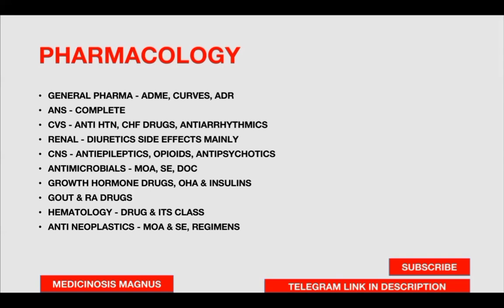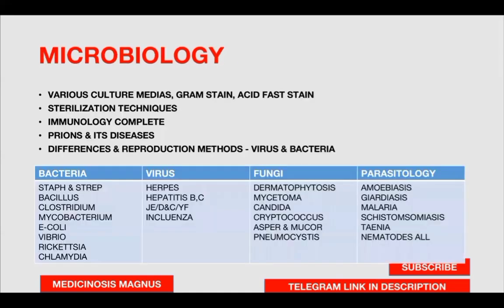or they can ask the drug of choice. Growth hormone drugs are very, very important, and oral hypoglycemic agents and insulins, gout and rheumatoid arthritis drugs, hematology drugs and their classification are very important. I think in that book I've given the hematology drugs and their classes in a very clear manner. Anti-neoplastic drugs, mechanism of action and side effects, and the different types of regimens used in different cancers.